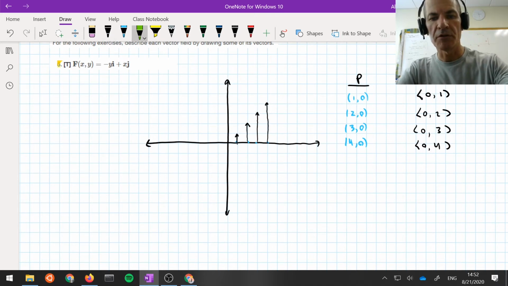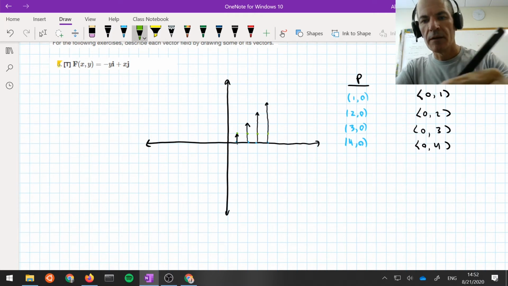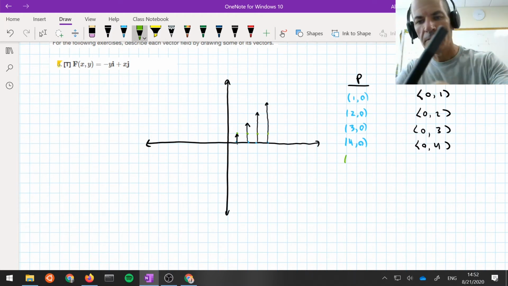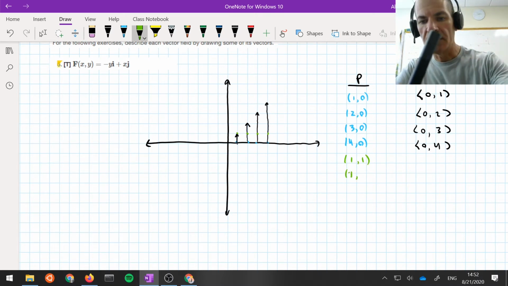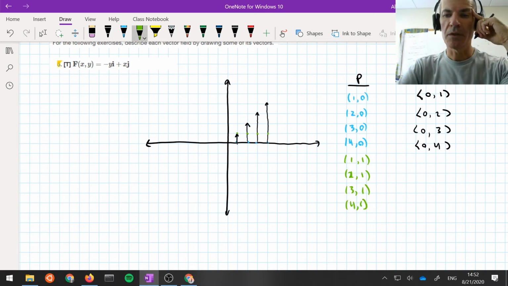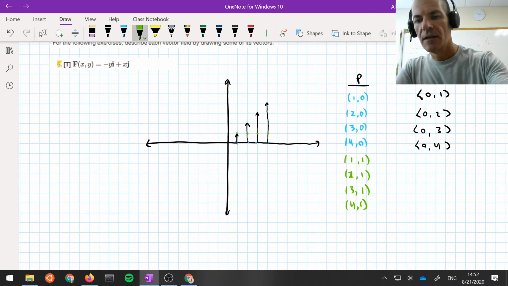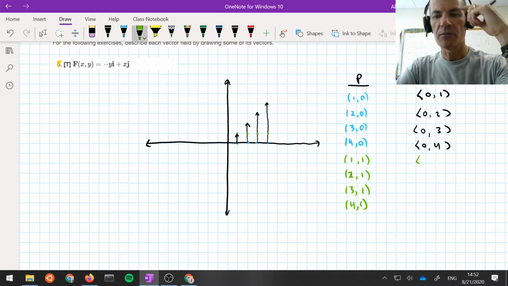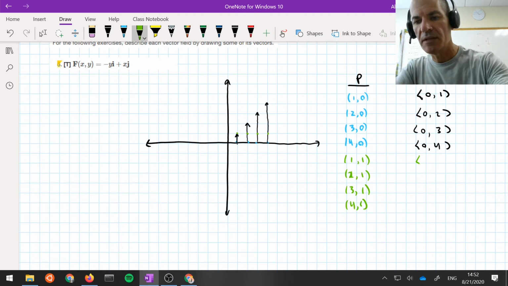Let's build another row of points, a green row. All right, the green row is going to be 1, 1, 2, 1, 3, 1, and 4, 1. All right, so let's work through that. We know that the first coordinate in each case is going to be -1 because y is 1.